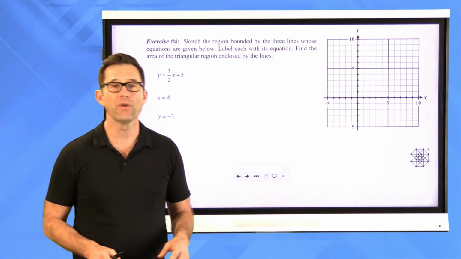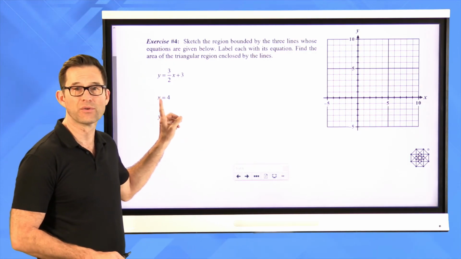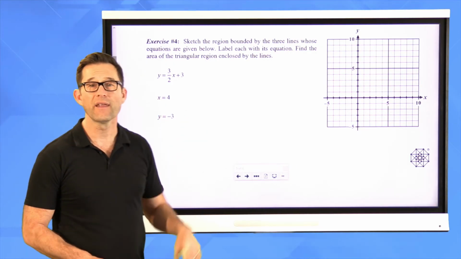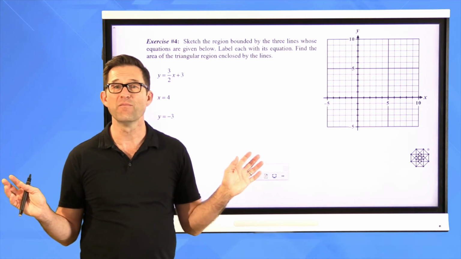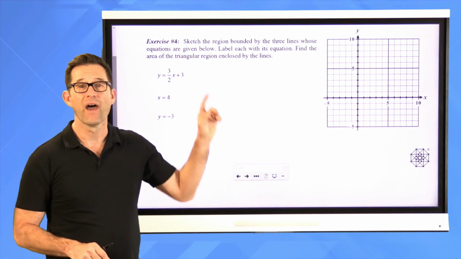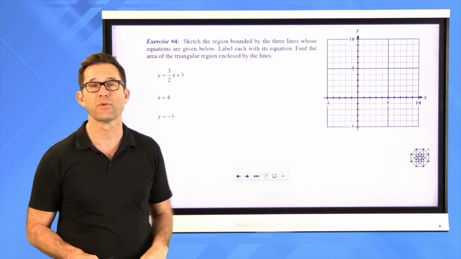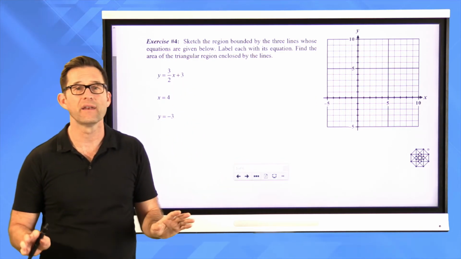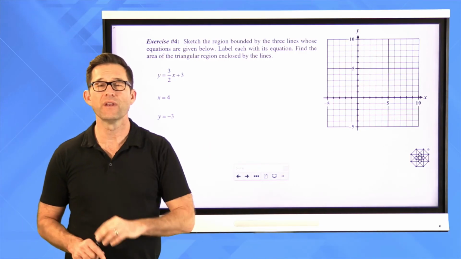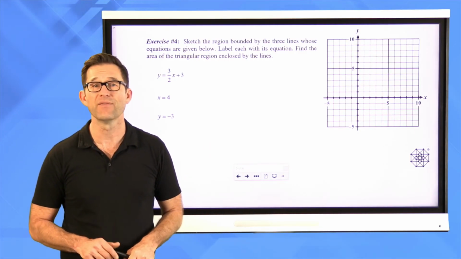Now, I don't want you to worry about the final two, x equals 4 and y equals -3. I'd like you to take all of the knowledge that we've been building up during this unit and graph this line, right? This is your standard y equals mx plus b. That's a slanted line. It should be no problem. Pause the video now and quickly graph that line. Then we'll talk about the other two.